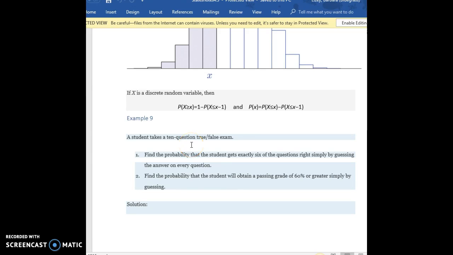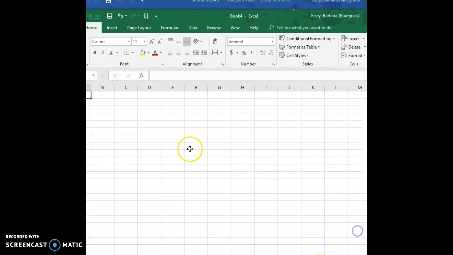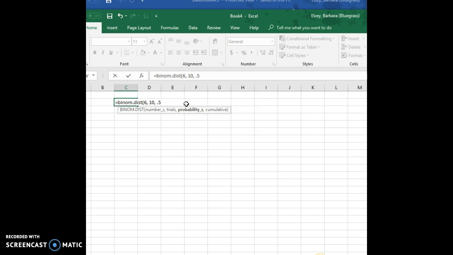Let's use, instead of the chart, Excel to find this answer, and you're going to want to use Excel on your exam, so it's a perfect place to practice right now. I'm going to type in equal BINOM.DIST, and I need to put in the number s. We were interested in 6 being right. The trials were 10 of them, 10 questions, and the probability of getting them right with a guess was 0.5.